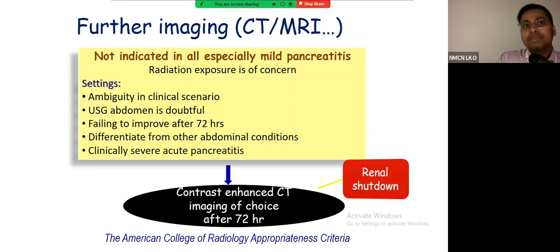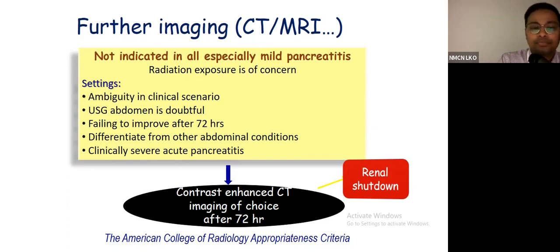Also when amylase and lipase are borderline, or the ultrasound abdomen report is doubtful, or the child has pancreatitis but even after 72 hours is not showing any signs of improvement, rather worsening, and has clinically severe acute pancreatitis. Usually we should wait for at least 72 hours, because earlier, contrast enhanced CT scan may worsen the condition and cause renal shutdown.